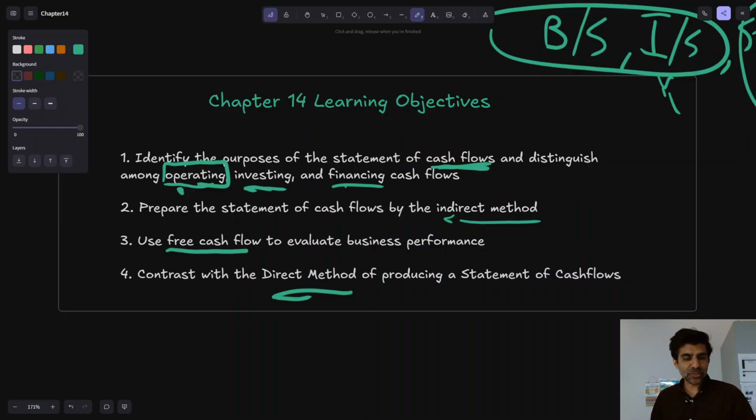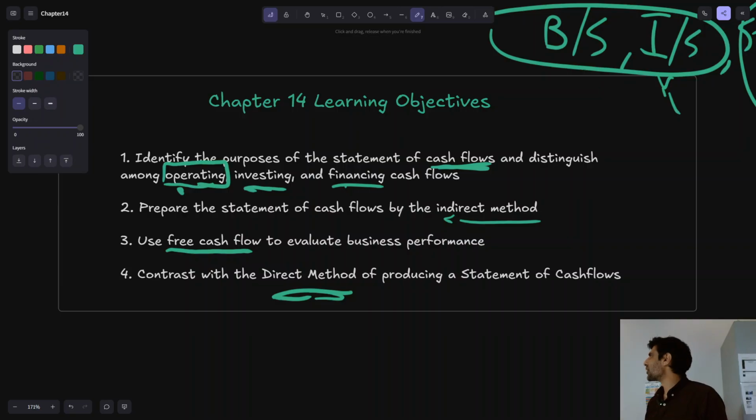We'll talk about free cash flow. This is a financial metric that is quite commonly referred to, so it's going to be worth you all knowing what it is. And then we'll briefly just show you a statement of cash flow using the direct method. I think after you've gone through this chapter, you'll be able to appreciate how direct, as the name implies, and simple the direct method is. Okay, and why it's not done.